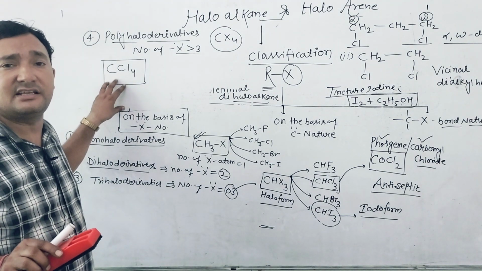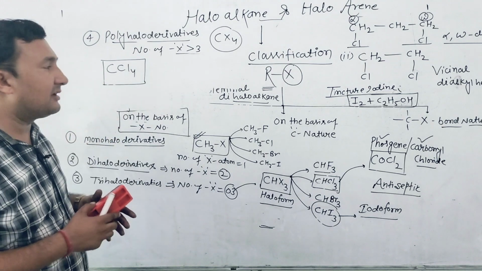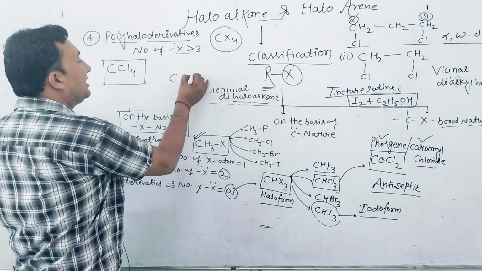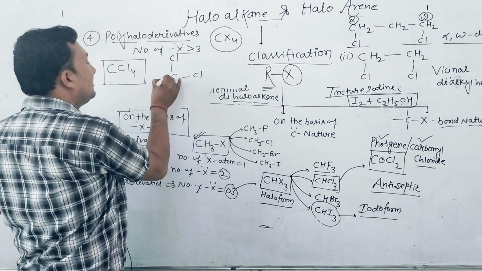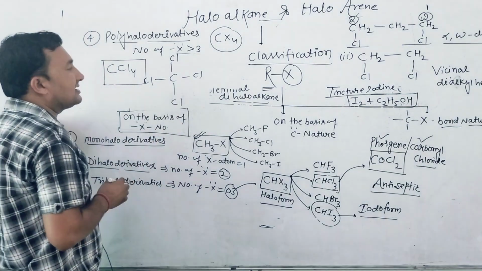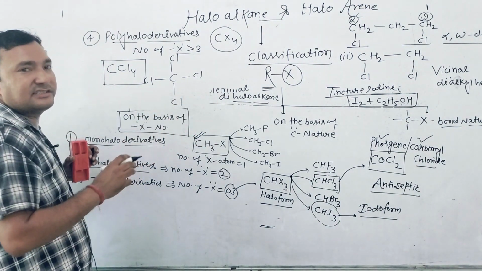As it has been asked in examination, what is the dipole moment of carbon tetrachloride? Actually, 4 chlorine atoms are directly attached to the carbon atom, and when 4 chlorine atoms are attached, every direction will have the same attraction.